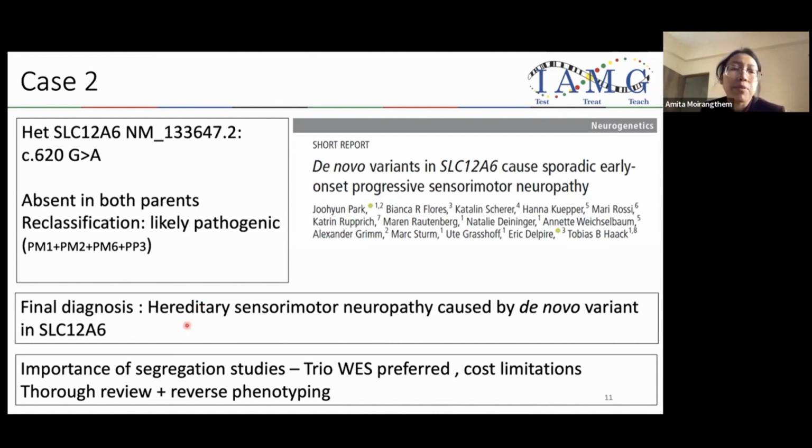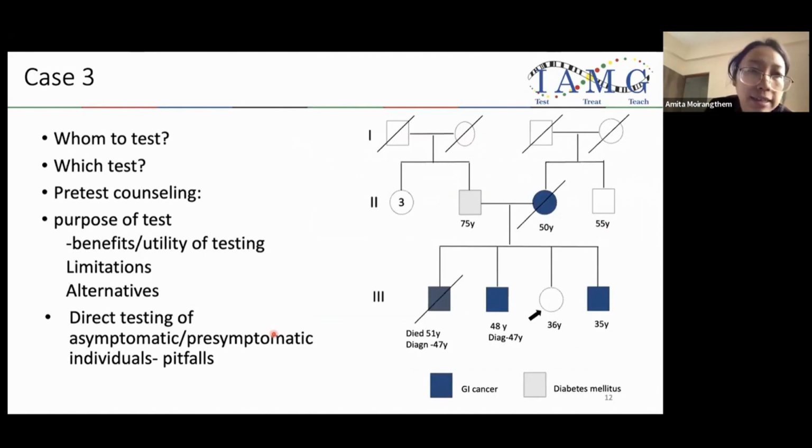And also the importance of thorough literature review and reverse phenotyping, where we go back to the patient and do a detailed phenotyping in view of the reported variants. This cannot be stressed enough. This next case does not actually show how to read an exome report, but it shows whom to test and which test to actually go for, which helps us in appropriate interpretation of the reports to come.